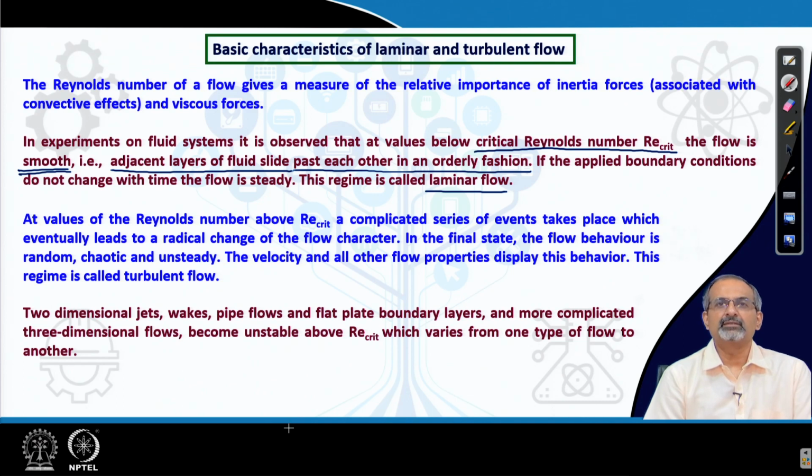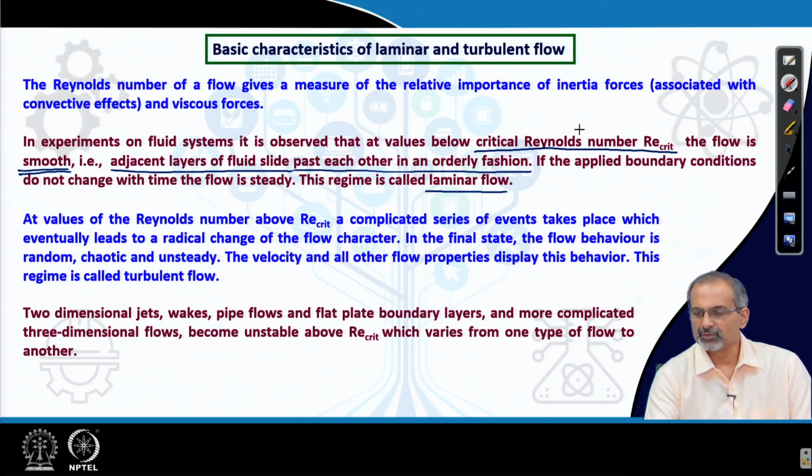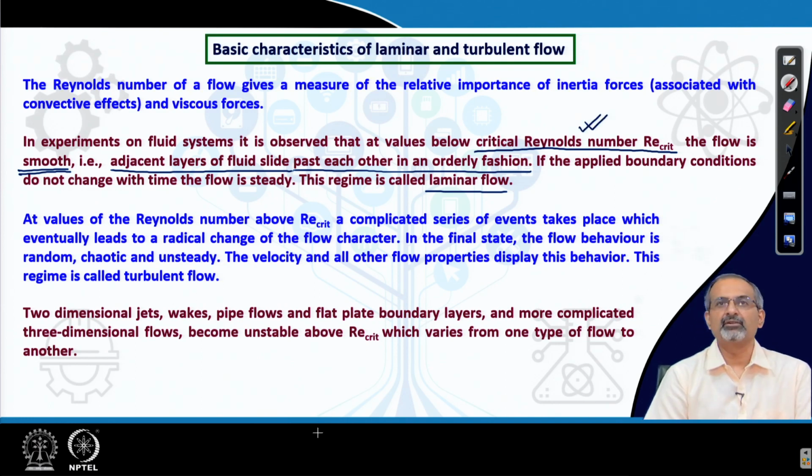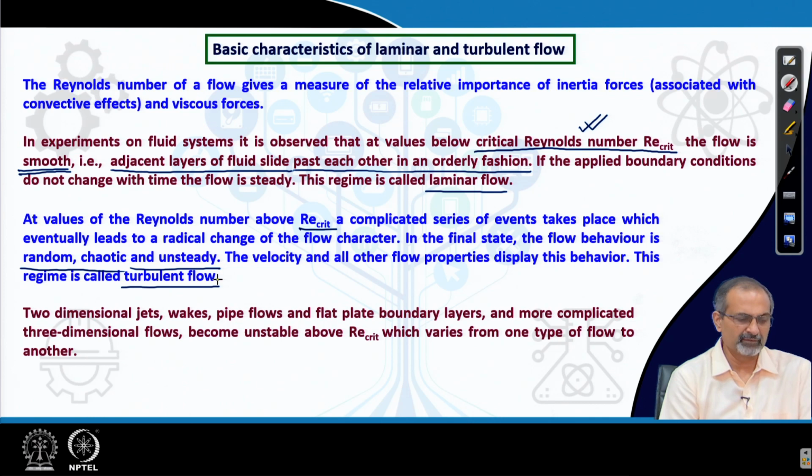Typically, it occurs at comparatively lower values of Reynolds number. Of course, we have not yet defined what this critical Reynolds number is all about. At values of the Reynolds number above Re critical, a complicated series of events take place which eventually lead to a radical change of the flow character. In the final state, the flow behavior is random, chaotic and unsteady. The velocity and all other flow properties display this random behavior. This regime of flow is called turbulent flow.